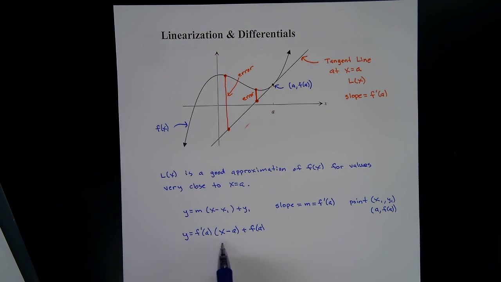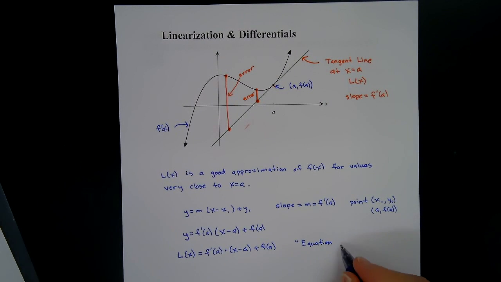And really what we do is we have to figure out f of a, and we have to find the slope there too. We call this the linear approximation, so we call it L of x. We use L of x instead of y here. So L of x is equal to f prime of a times x minus a plus f of a. I want you to understand this is just the equation of the tangent line, and we've been doing that for a long time, since September, at x equals a.